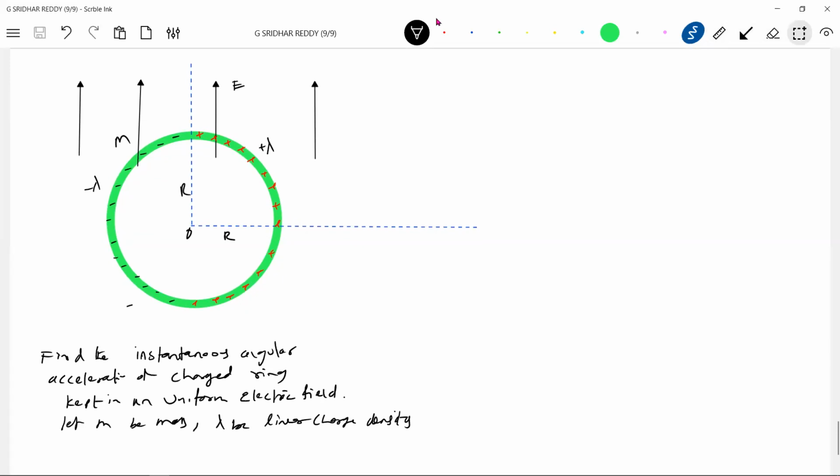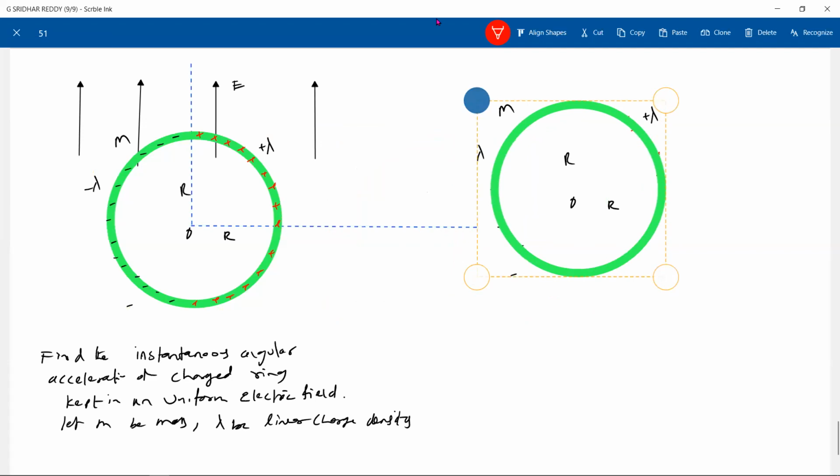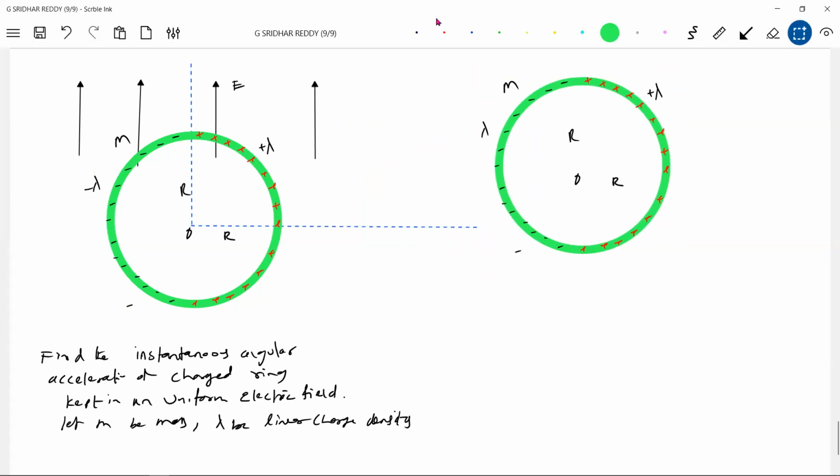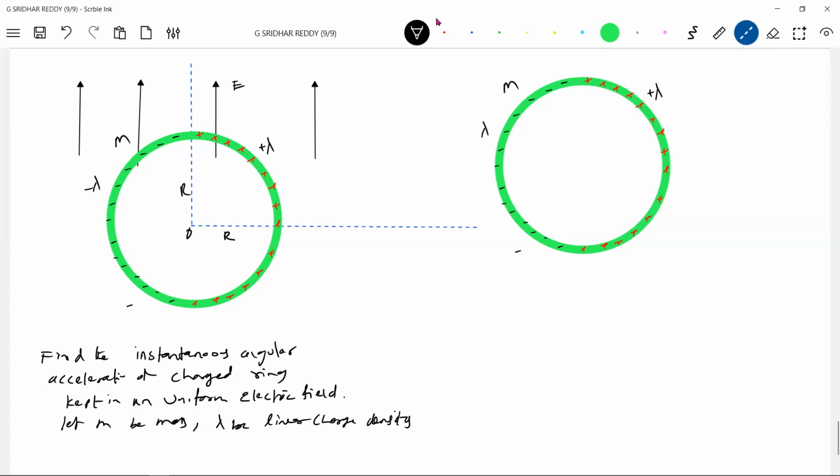No. This ring, can we replace it with an equivalent dipole moment? That will be a better idea. I'll ask for your suggestions. We'll assume a small element here, then calculate the torque. Or shall I replace this with a resultant dipole moment? Resultant dipole moment will be the better idea, no?